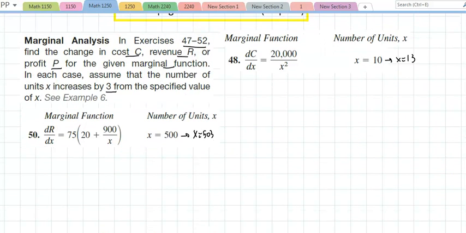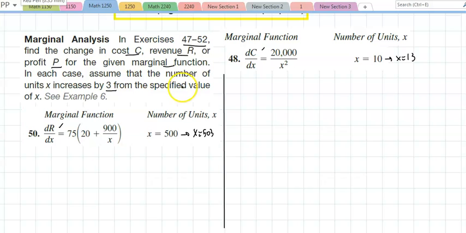So, if they gave me the marginal revenue in this case, right? The marginal cost in 48, revenue in 50, and marginal profit. Well, to figure out the change in the cost, that would be the integral from 10 to 13 of 20,000 over x squared dx.